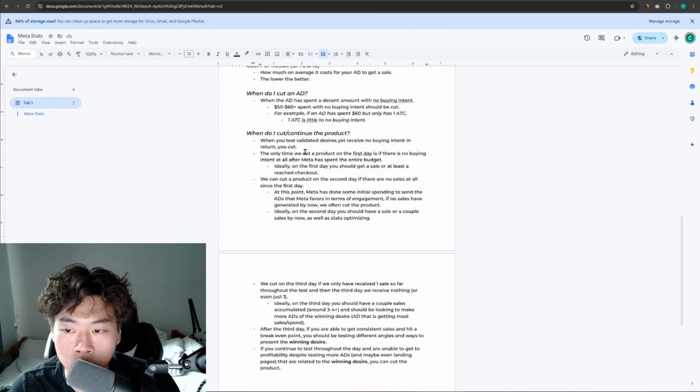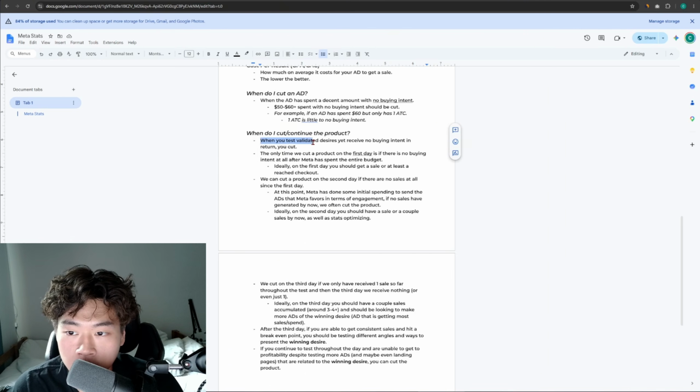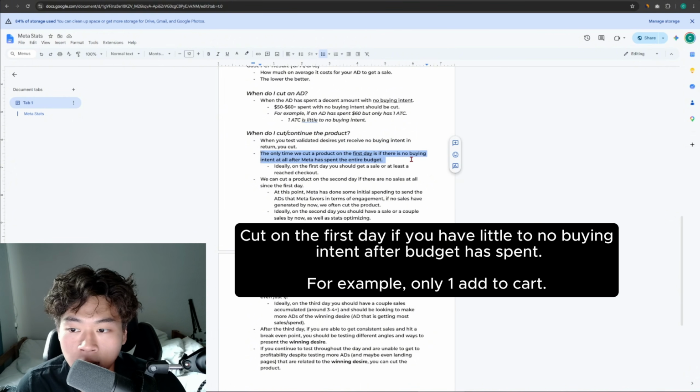Often on day 1, I don't like to cut the product. However, if I spend the entire budget and I see absolutely no buying intent, then I'll cut the product and move on. Sometimes if I really believe in the product, I'll leave it for another day, maybe halfway through the day. And if there's no buying intent, once again, I will just cut the product and move on. So when you're testing and you have tested the validated desires yet received no buying intent, you just move on. And once again, the only time we cut a product on the first day is if there's no buying intent at all, even after Meta has spent all of the budget.